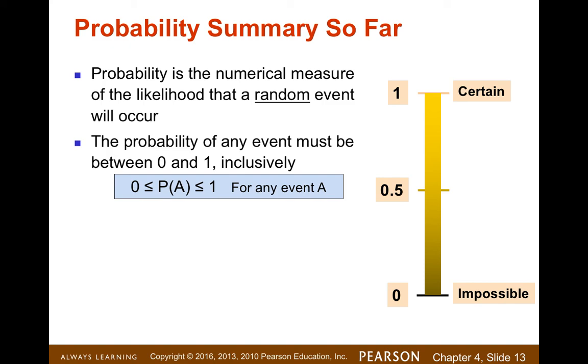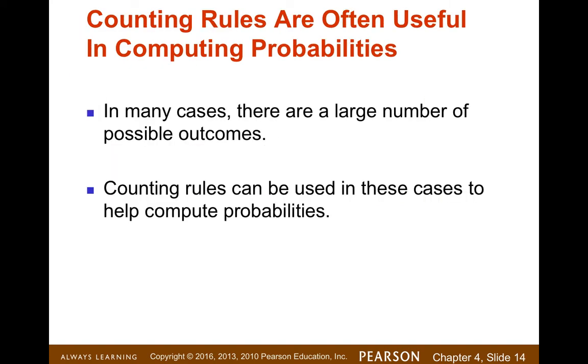So, guys, probability is a numerical measure of the likelihood that a random event will occur. Probability has to be between 0 and 1. A probability of 0.5 means it's equally likely. 1 means it's certain to happen. 0 means it's not going to happen. Now, we get into something called counting, and I think counting is some of the cooler stuff that we do in probability.